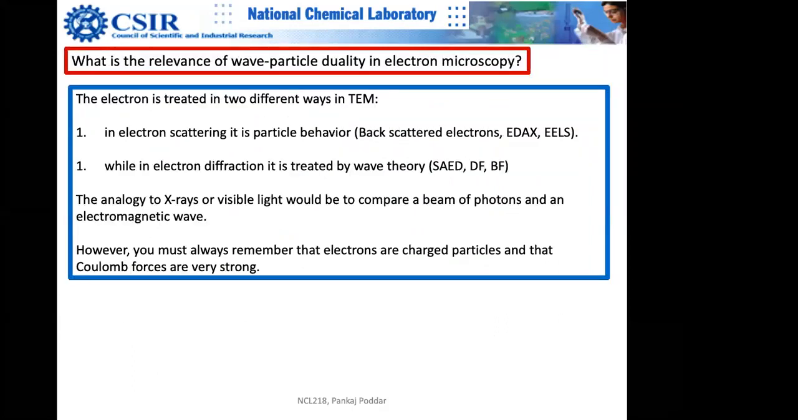So I would like to mention one thing: how this duality principle plays a role in electron microscopy, how the electron's particle behavior and wave behavior are seen. That is all important. Particle behavior becomes important when we try to understand behavior such as backscattering, EDAX and EELS, because that is the particle behavior. And for the wave nature, we look at dark field, bright field, and selected area electron diffraction. I'll be showing that.